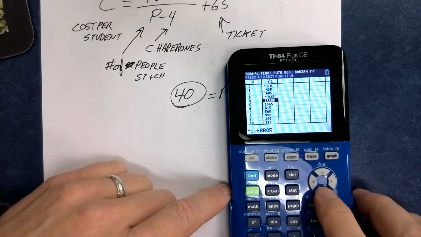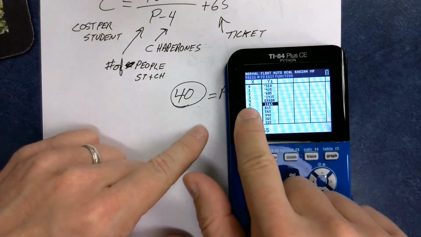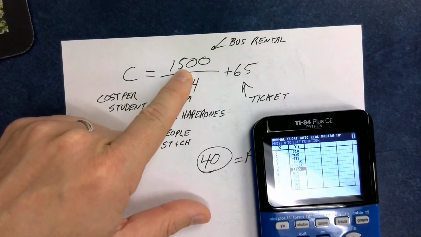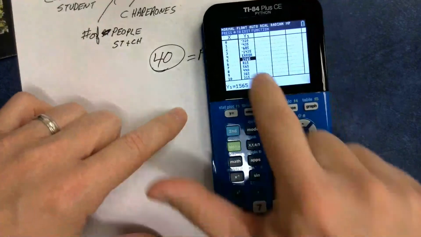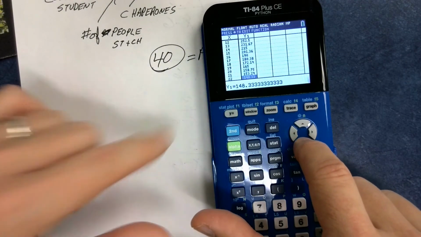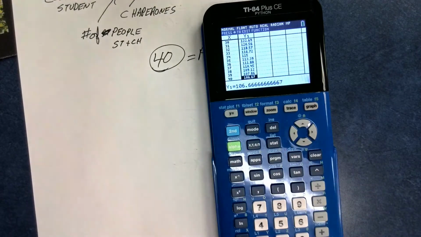So if we had 1 student, it would cost them $1,565. Okay, 5 total people on the bus is 1 student plus 4 chaperones, and $1,565 makes sense. That's $1,500, the kid has to pay the entire bus cost. Very awkward because they're on there with 4 different chaperones, and $65 to get in, $1,565. But you can see the more students that we add, the price goes down. And I said, what if we get all the way up to 40 people? I can go all the way down here to 40 people, and I find out that the cost per student is $106.67.